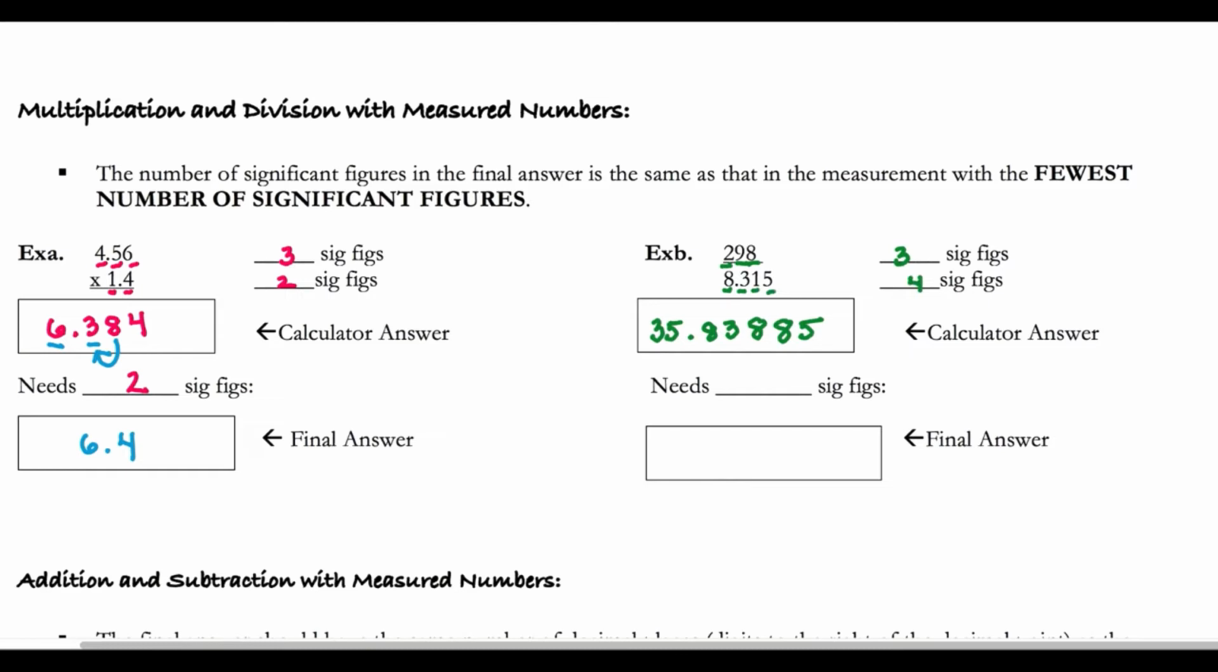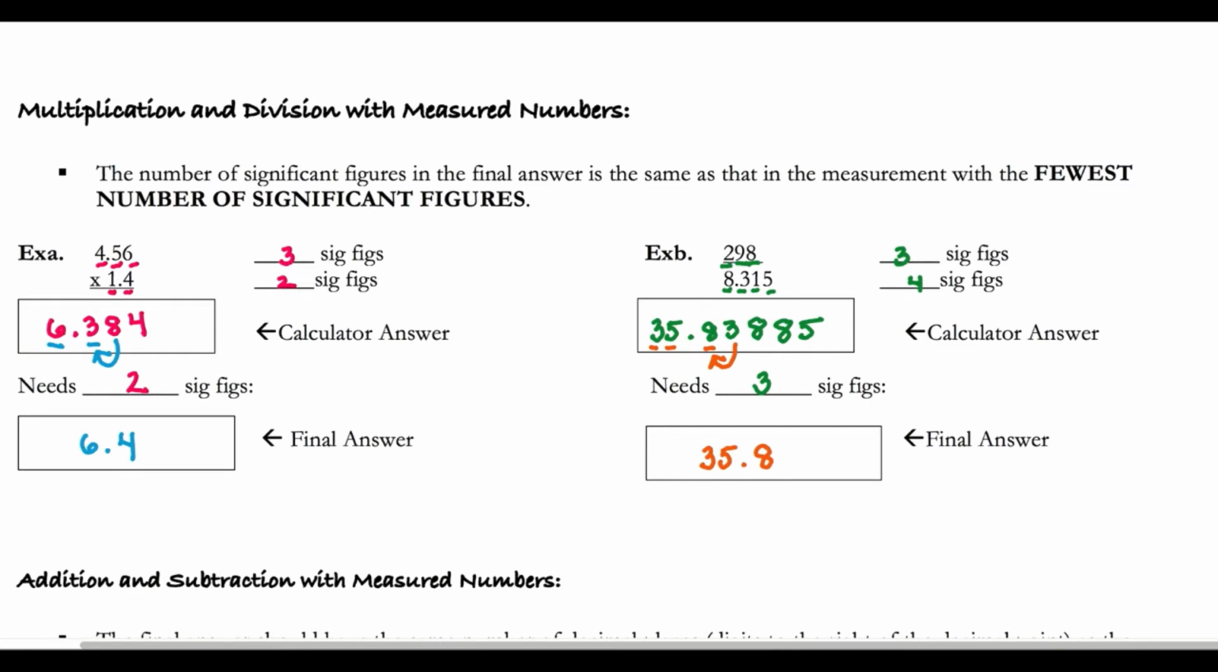Based on the rule, I want to have a total of 3 significant figures because that is the fewest number of sig figs. 298 only has 3, while 8.315 has 4. So if I were to round, I want to keep the 3, the 5, and the 8. I need to see if the 8 needs to round up. It does not. It's going to round down. It's going to stay 8. So I'm going to have 35.8 for my correctly rounded value. So that's the rule for multiplication and division.